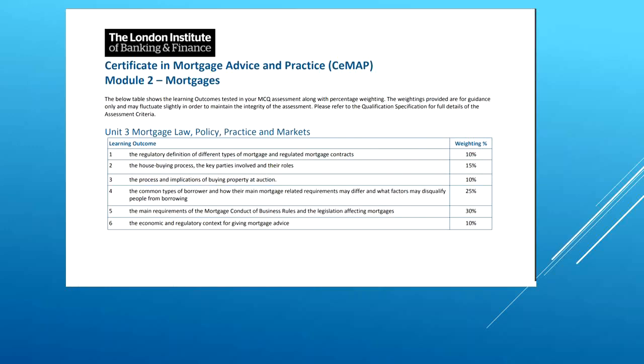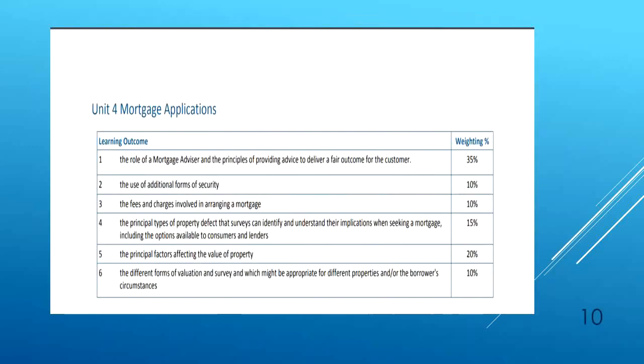So each unit is divided into different sections, with the learning outcome it should have. You have the learning outcome for unit 3. You should have an understanding of the buying process and the key parties involved in that, the role of the mortgage advisor and the principle of providing advice, use of additional forms, stuff like that.